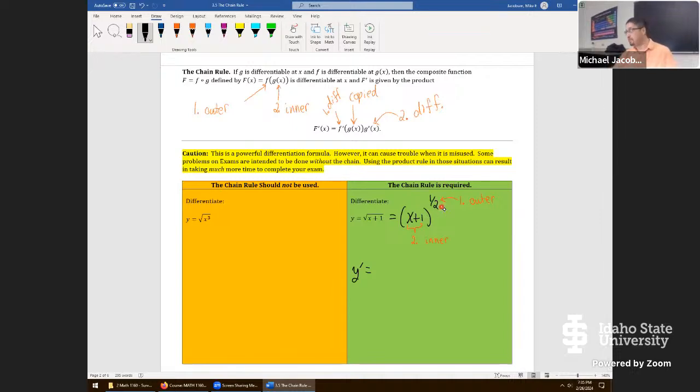What happens in the power rule? 1/2 will carry down. I don't want to put anything in here right now because I'm just focusing on derivative 1, outer. Right where the red dot is, you'll subtract 1, which means subtracting 2/2, it turns into a negative 1/2.